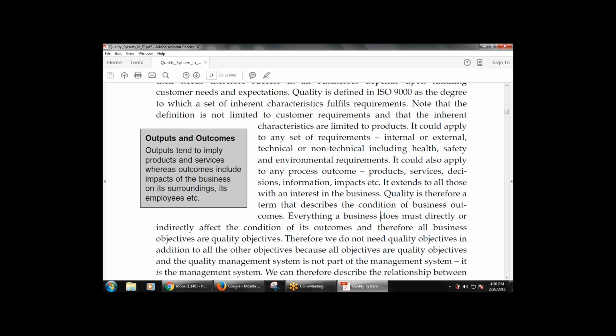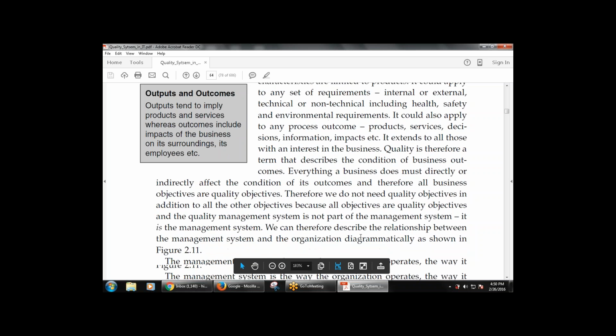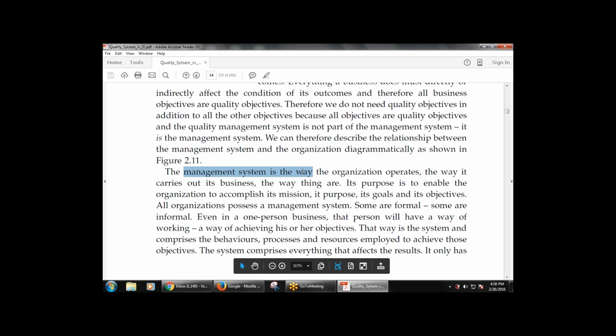Quality is also defined as a process that defines the condition of the business outcomes, and everything a business does must directly affect its outcome, and therefore all business activities are quality objectives. The management system is the way the organization operates. When we talk about the quality management system, it is how quality will be managed within the organization: how different departments and parts of the organization help each other, the way it carries out its business, the way things are done.